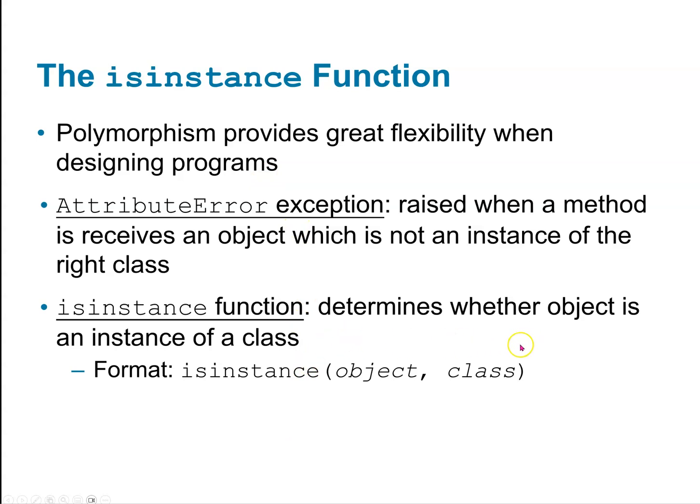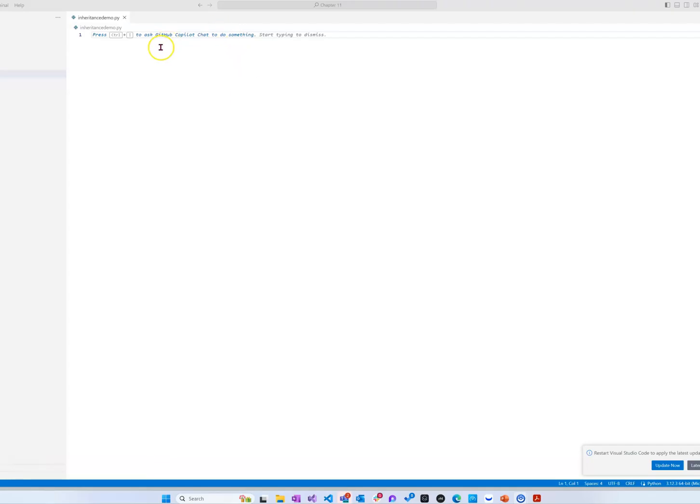The isinstance function determines whether an object is an instance of the class. The format is isinstance, object, comma, class, is how you'd call it, but you shouldn't find yourself using this a lot. Instead, you should rely on polymorphism. We're going to demo all this in the example. Okay, so we're going to build our first example of an inheritance hierarchy.